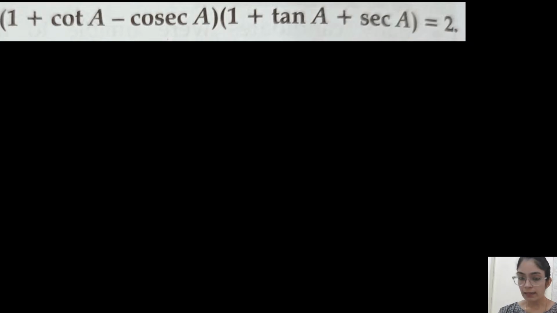See how we can start this one. 1 plus cot A minus cosecant A, 1 plus tan A plus secant A. So how can we do this question?